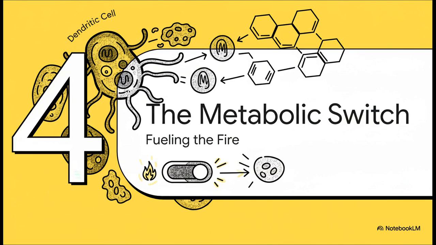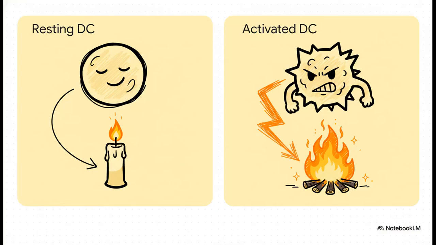And the answer, incredibly, comes down to how it eats. It's all about a massive change in its cellular metabolism. Okay, let's break this down because it's super cool. A resting dendritic cell is just in surveillance mode, right? It fuels itself very efficiently using these slow burn processes that promote tolerance.